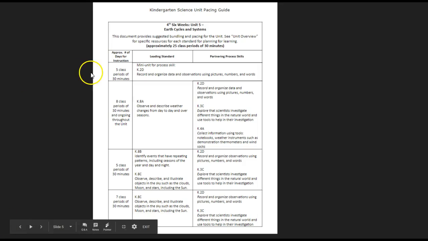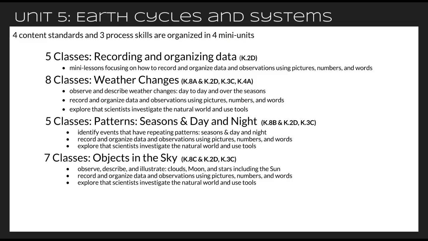So you can see that we have 1, 2, 3, 4 different mini units. And it tells you about how many class periods each one has. And then this is the leading standard, and then we have our partnering process skills here. So this will help you schedule out by weeks what you'll be doing on each one of those weeks. So let's take a look at the pacing guide in a little bit different view. This is an outline view of what we just saw in the previous slide.